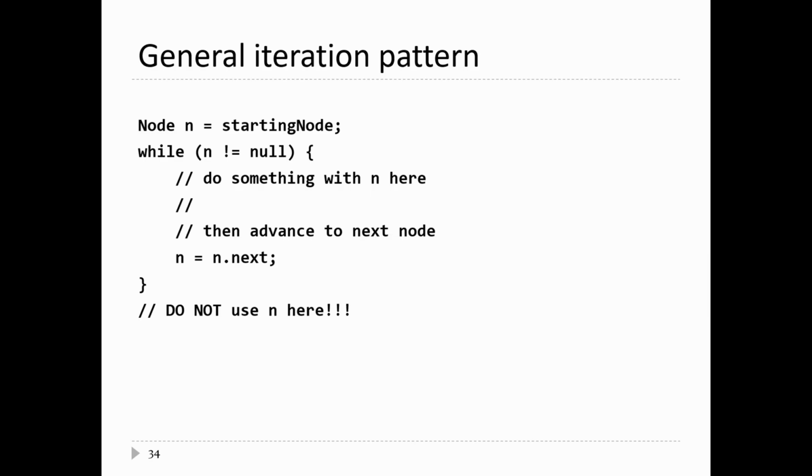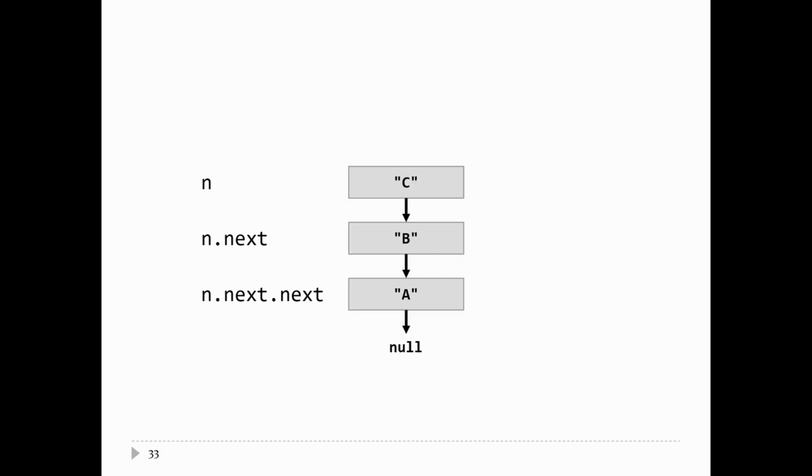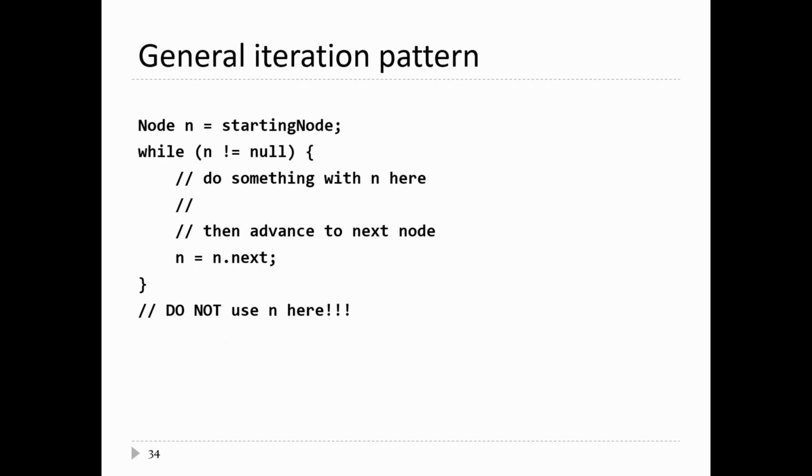And so don't forget, there is this general iteration pattern. If you want to do something with every node in the sequence, you start at some node. So n is typically the top node, but it doesn't have to be the top node. You're going to start at some node in the sequence. And then while n is not null, you can do something with the node. At the end of the loop, you're going to advance to the next node in the sequence. So n equals n.next. If you go back and look at this pattern, on the next iteration of the loop, n will be pointing at the b. And of course, don't forget, you can't use n here if you're using this exact pattern.